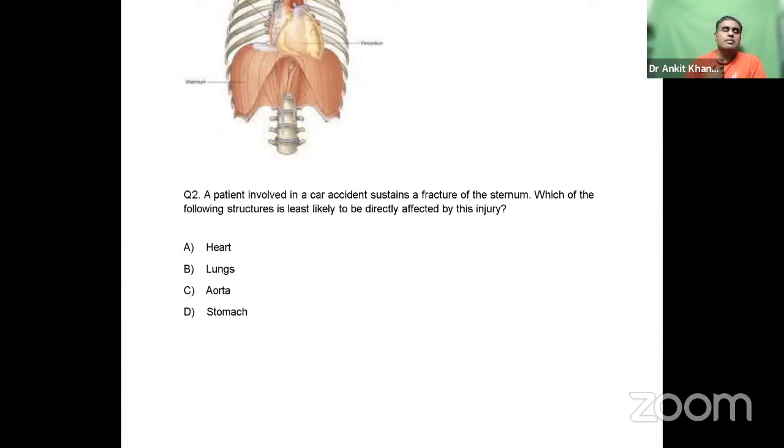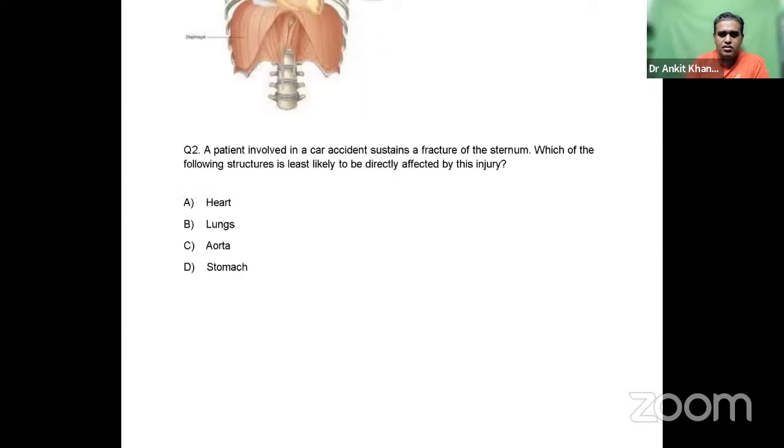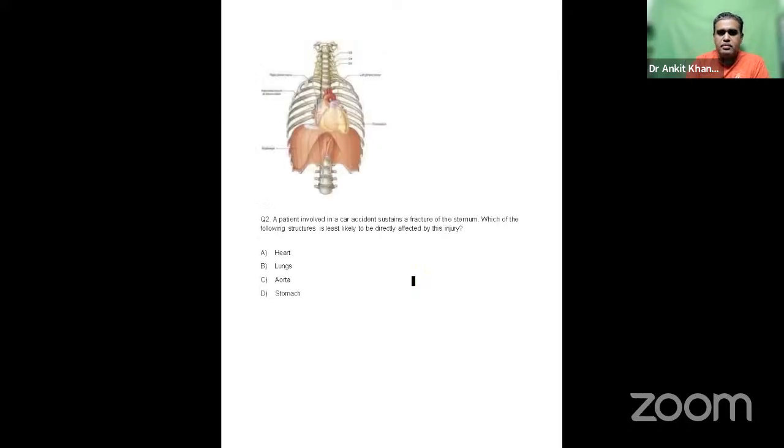Sternum has 3 parts. The upper part is known as manubrium sternum, right? Behind the manubrium sternum, we have the arch of aorta. You can't palpate it because it is behind the sternum, but it is right behind the sternum, the arch of aorta. The stomach lies in the abdominal cavity, first of all. Second thing is stomach is actually covered by liver. Let me show you a diagram over here. Don't worry about it. Therefore, answer will be the stomach.